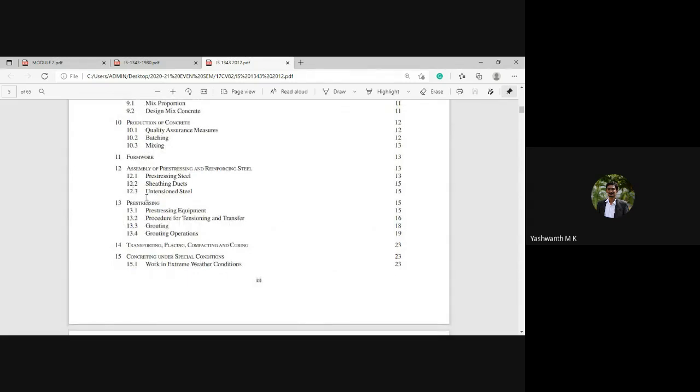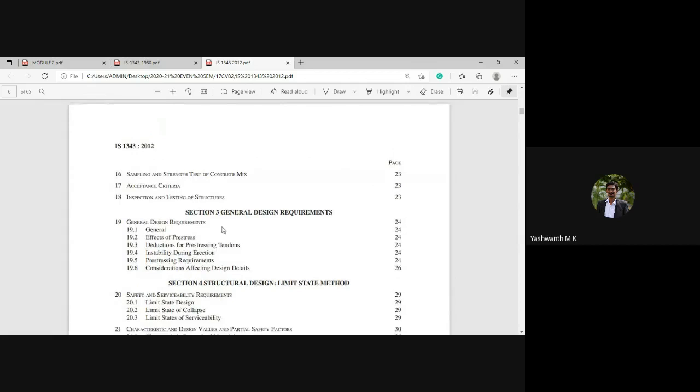Apart from the concrete, they have also discussed the steel, that is pre-stressing steels. How to go ahead with the pre-stressing, how to do the grouting, because I have already explained that in the post-tensioning case, in order to create a bond between the tendon and the concrete, we are going to do the grouting. That is also discussed here. And how to transport the concrete, place the concrete, compact it, and how to go ahead with curing. All these aspects have been discussed.